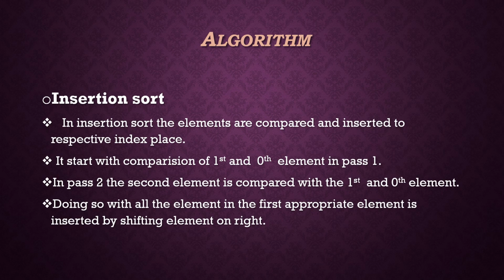In insertion sort, the elements are compared and inserted into their respective index places. It starts with the comparison of the first and zero element in pass 1. In pass 2, the second element is compared with the first and zero element. Doing so with all the elements, the appropriate element is inserted by shifting elements to the right.